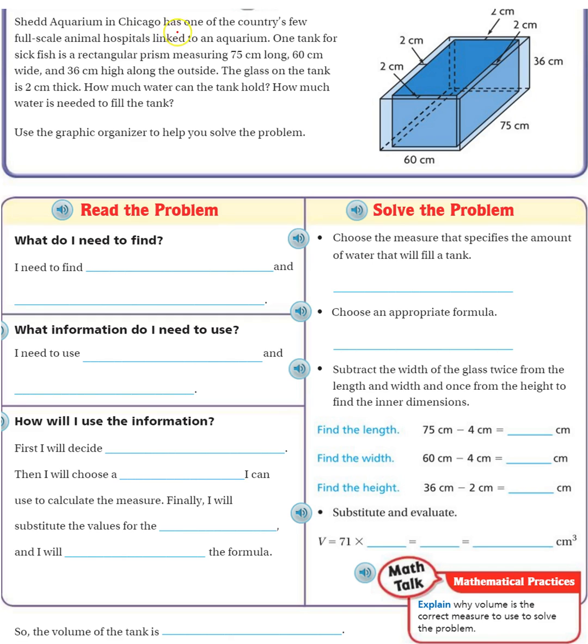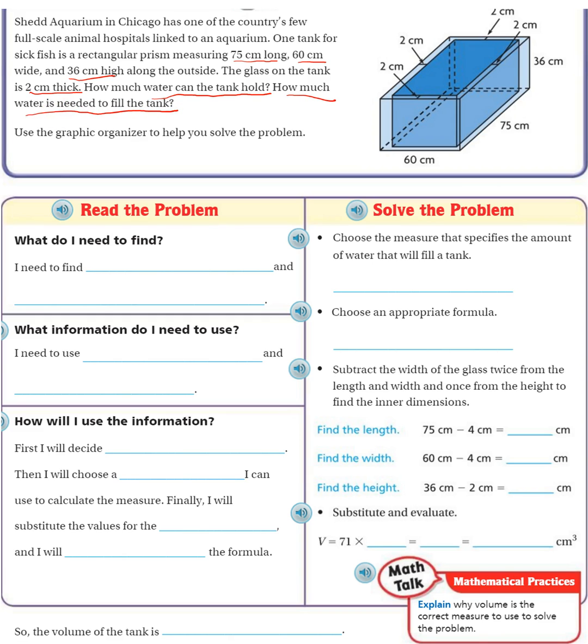Shedd Aquarium in Chicago has one of the country's few full-scale animal hospitals linked to an aquarium. One tank for sick fish is a rectangular prism measuring 75 by 60 by 36 along the outside. The glass on the tank is 2 centimeters thick. How much water can the tank hold? How much water is needed to fill the tank?